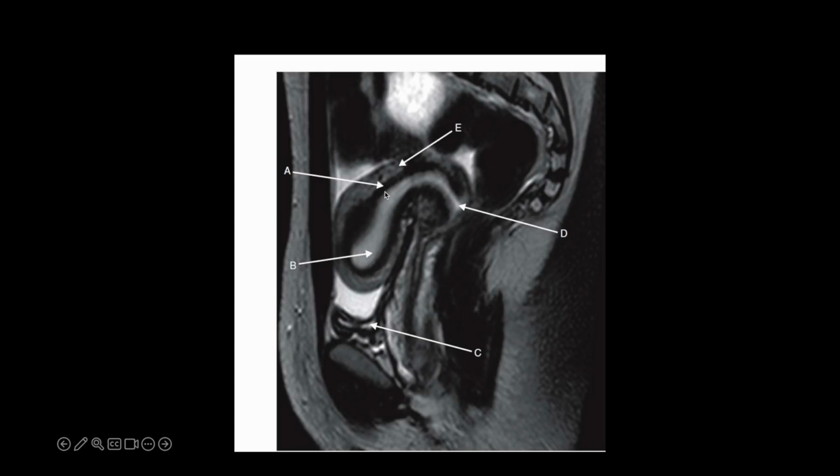A would be your junctional zone between your endometrium and myometrium. B would be your endometrium. C is your collapsed urinary bladder. D would be your external os of the cervix. And then, yeah, E was the myometrium.